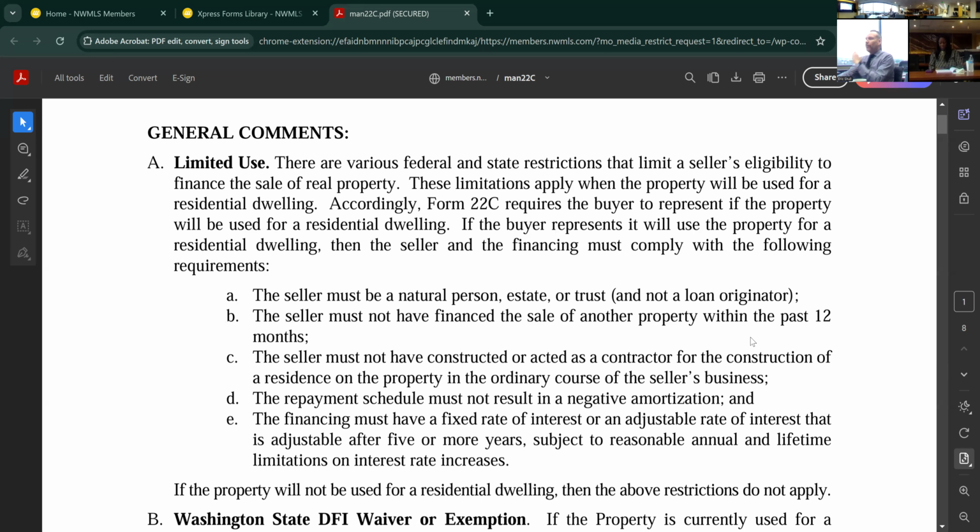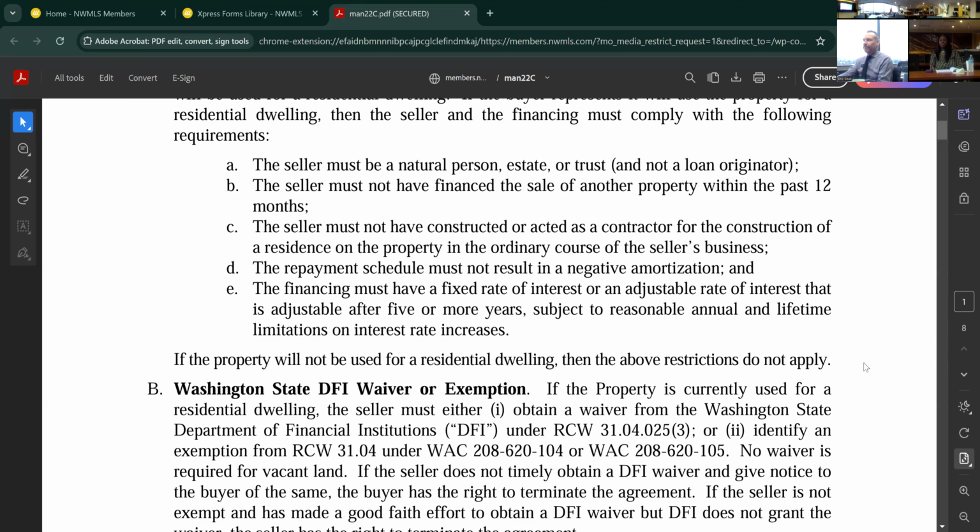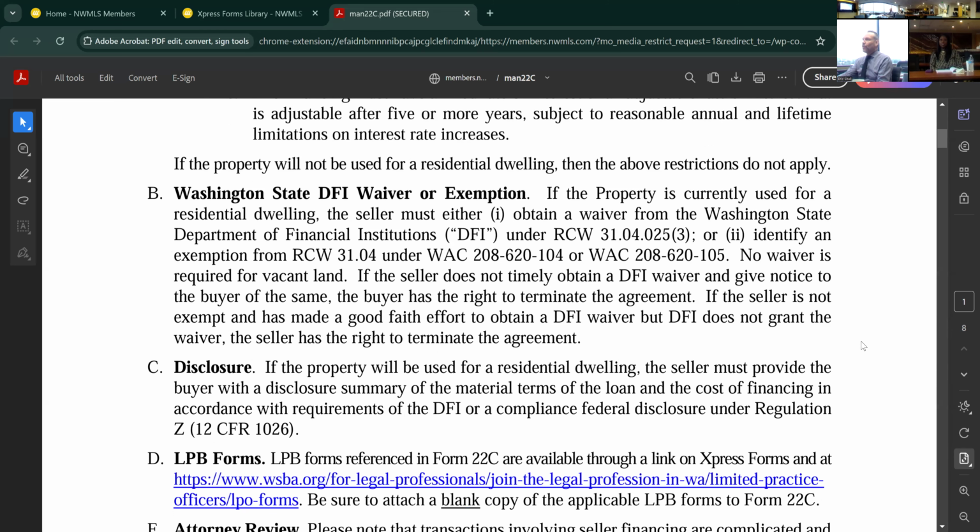Okay, so if the property will not be used for residential dwelling, then the above restrictions do not apply. So there you go. There's the residential dwelling, so it's not gonna apply if you've got a bunch of tenants.